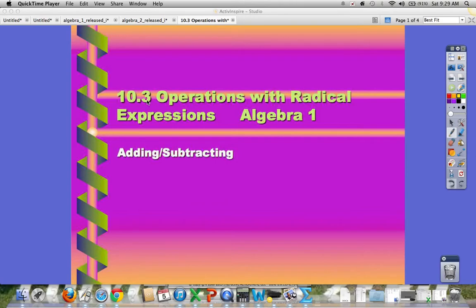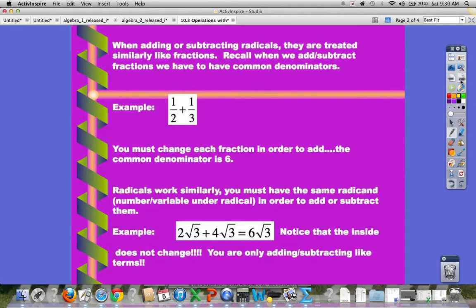10.3 Operations with Radical Expressions. We're going to take our simplifying radicals and we're going to be able to add and subtract them. And that's about all we're going to do in Algebra 1. When you go into Algebra 2, you'll be able to multiply and divide them. But for this year, we're just going to be simplifying, adding, and subtracting. All right, so let's go to the next slide.